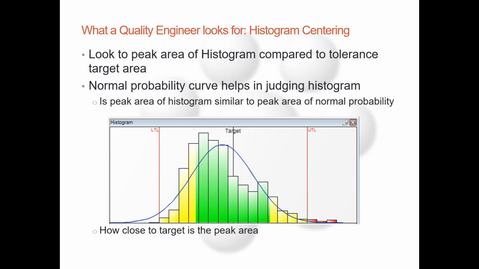What's the quality engineer looking for? The quality engineer is not usually the operator on the floor. This is now the next person up who's trying to make sure that the process is behaving as it should. We want to look at the peak area on the histogram, peaks being right in this area right here. We want to compare that to where the normal curve says. Now this normal curve is not based on the tolerance limits and the target, it's based on the data. So it's saying the center of the data is here, even though the peak of the data was over here.